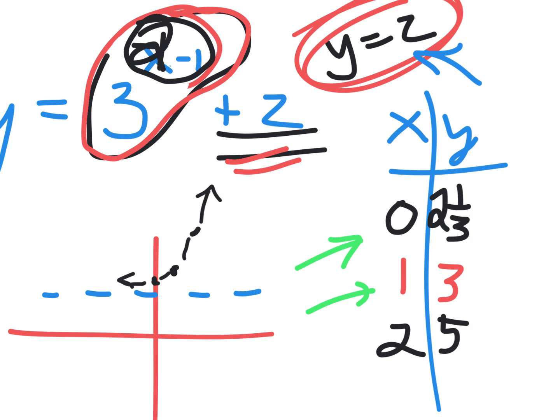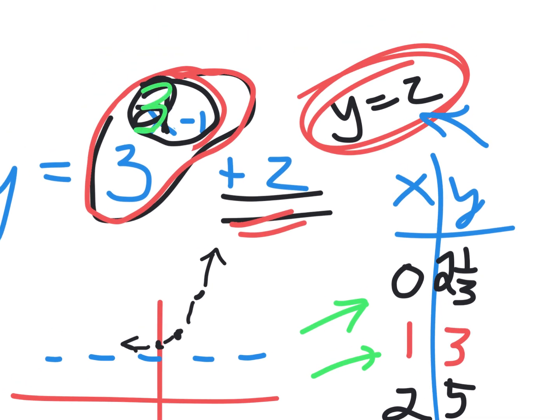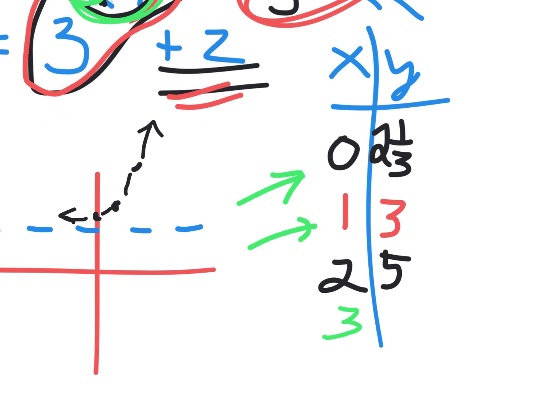One more that would have worked pretty good is if I put in a 3. I know some of you did that. 3 minus 1 is 2. That means 3 to the power of 2, which is 9, plus 2 is 11. And if you want to go just off the graph, it's okay.